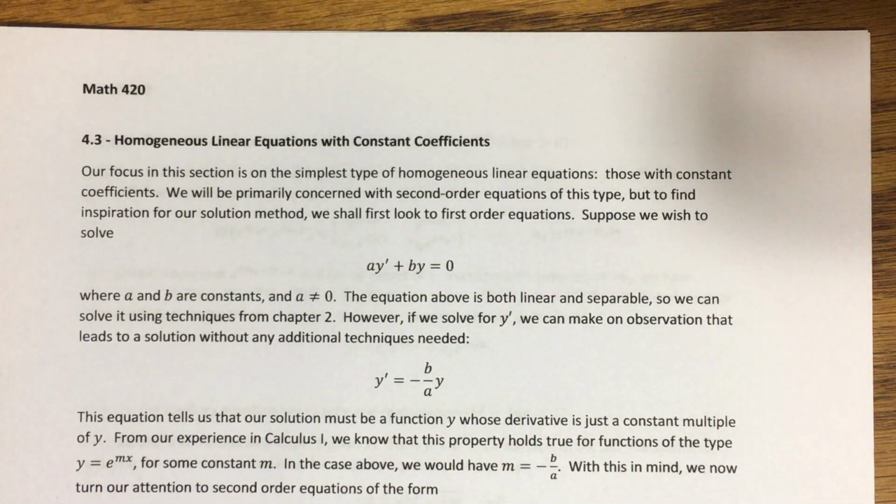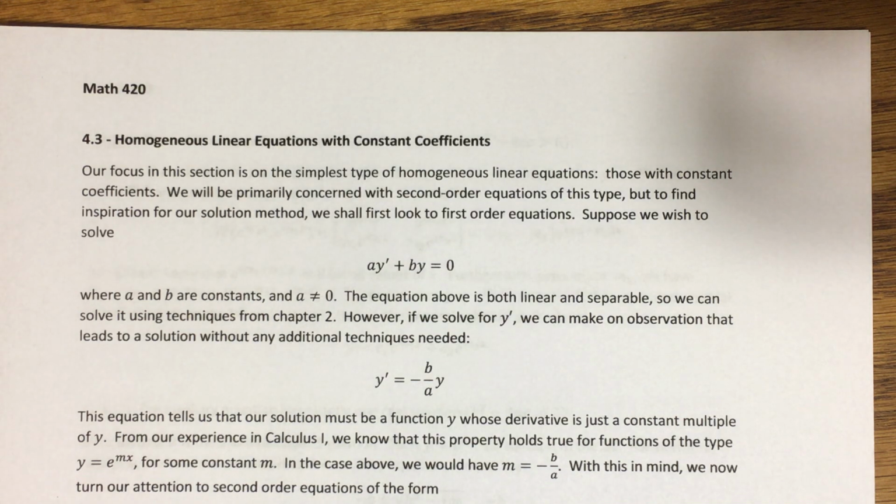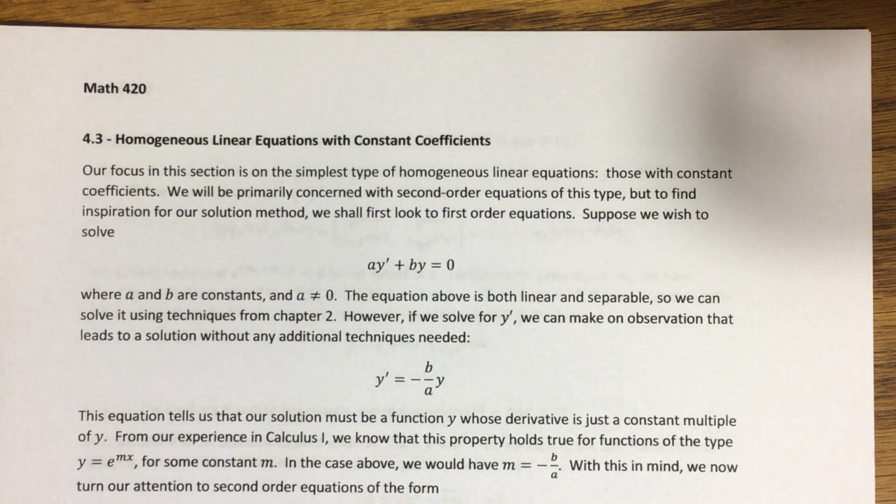Okay, so here we are in section 4.3, and this section is going to be really important in the rest of chapter 4. The reason for that is we're focusing strictly here on homogeneous linear equations with constant coefficients. If you recall from what we talked about back in 4.1, when we're looking at the more general non-homogeneous case, solving linear equations, we need both a complementary solution and a particular solution. And that complementary solution is, remember, the solution to the associated homogeneous linear equation.